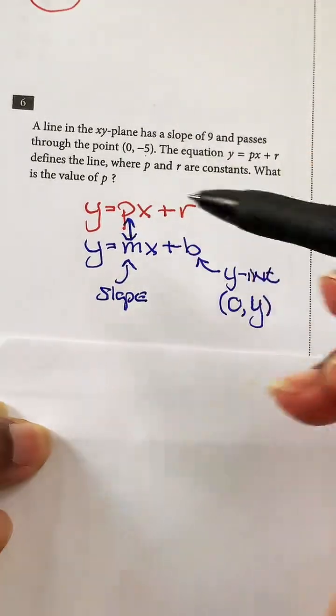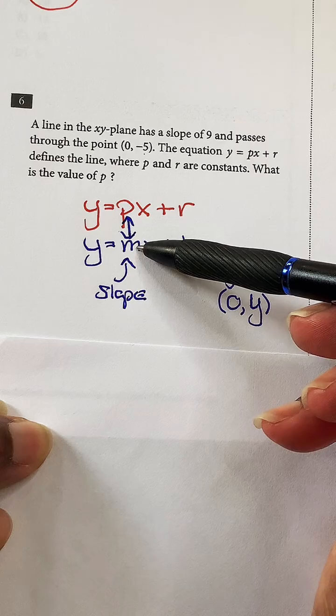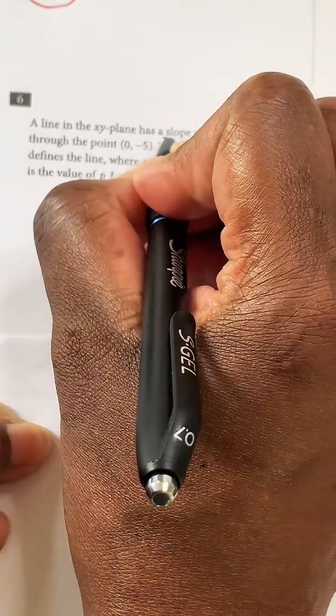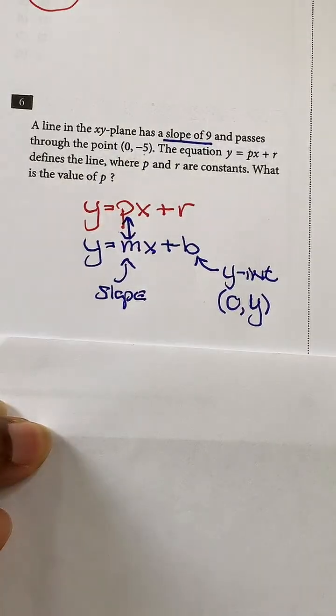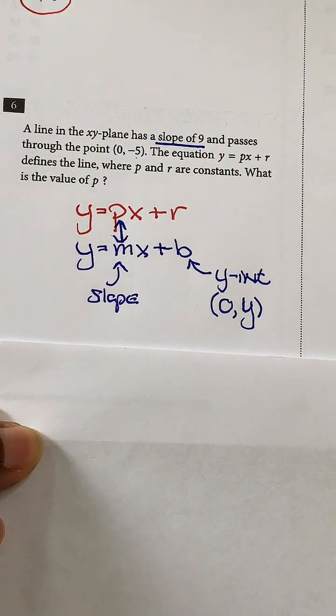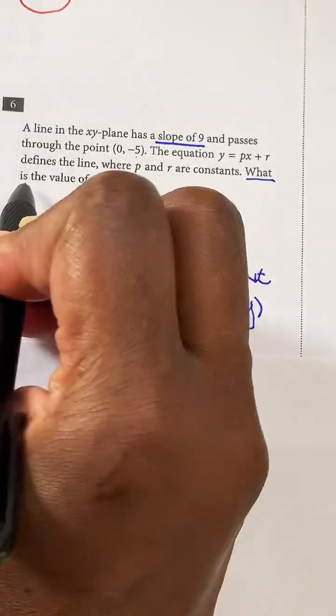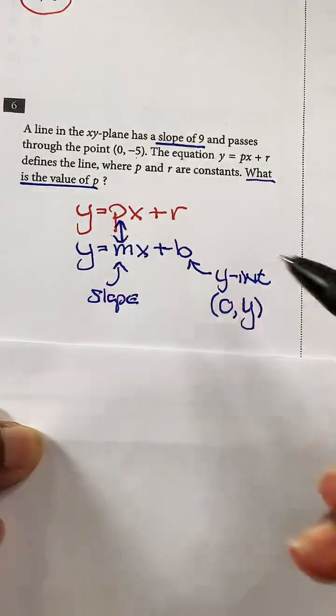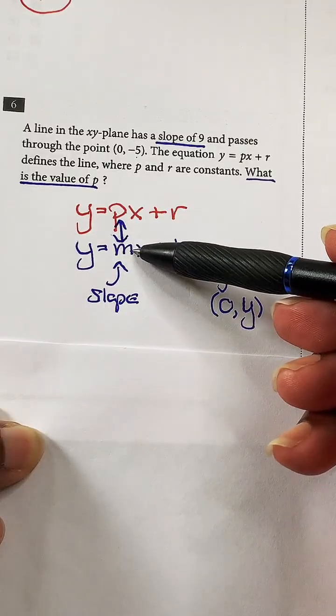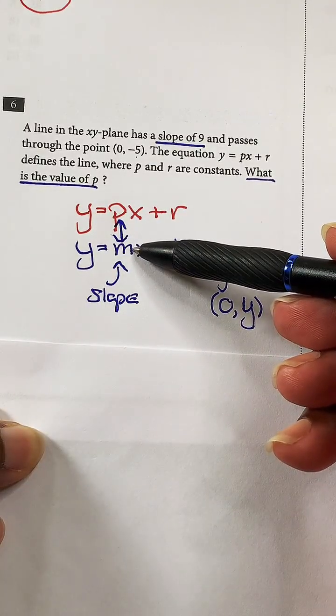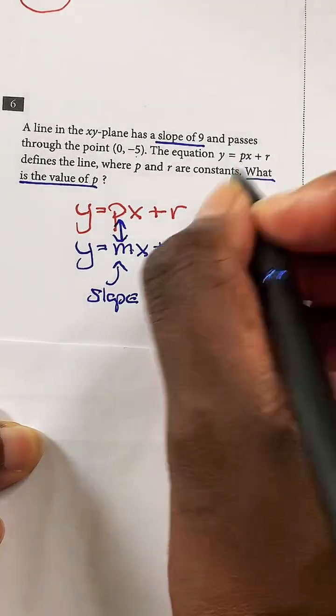So they're telling us what our slope is. The slope is 9. So I don't need the equation of the line because all they're asking for is what is the value of P. P is in the same slot as M. M is my slope. What's my slope? 9.